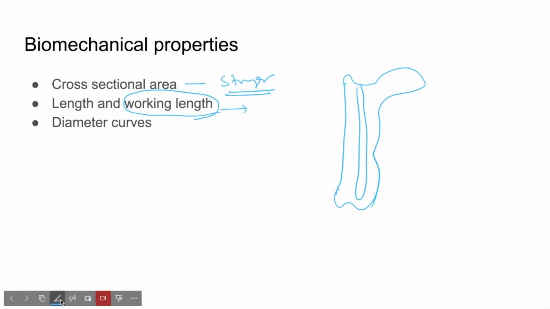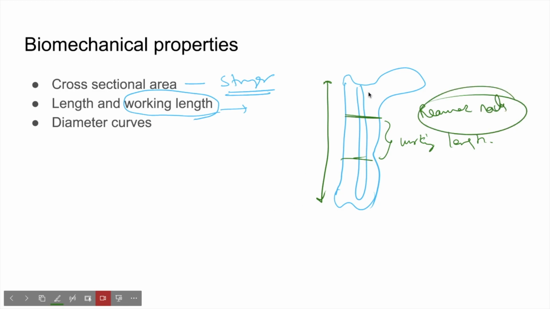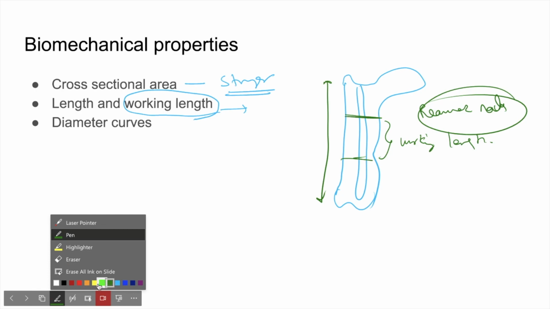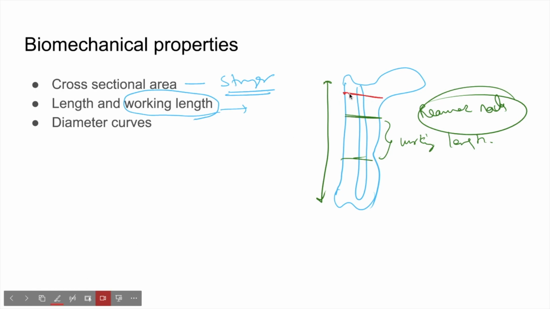This is the working length, right? The length between where the nail comes in contact with the cortex is called the working length. This is especially true in the case of reamed nails. Now if you put locking screws, one above and one below, that becomes your working length in cases where you have put a screw.